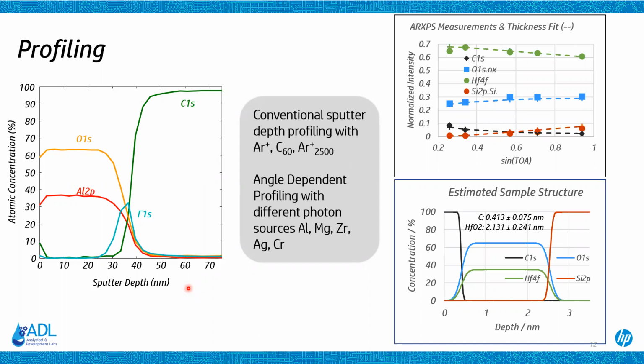And with the different photon sources that are available now, such as aluminum, magnesium, zirconium, silver, or chromium, you can look into a sample at different depths, and you can generate an angle-dependent profile, which is illustrated here. And this is what we most commonly see. Working with your partner, where you have a profile like this and then showing them a profile like this, the one on the right, is problematic because this is not really clear.